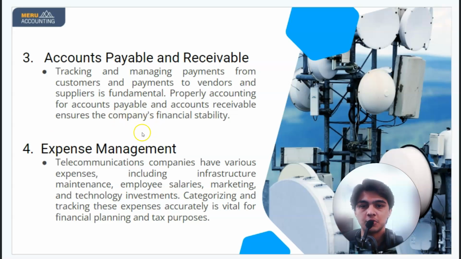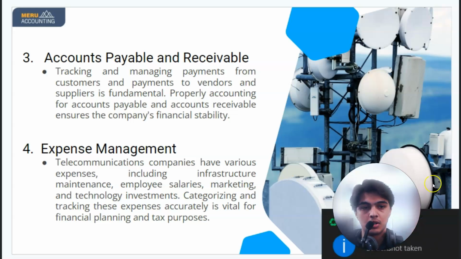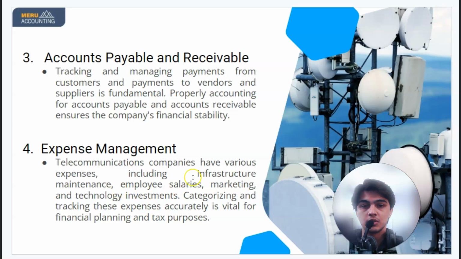Next is expense management. In expense management, your company must be having various types of expenses. This will include your infrastructure and the maintenance of that particular infrastructure. If it's telecommunications, there are many employees working for you, so there are employee salaries, and you need to do certain kinds of marketing to show that your company provides these services. So this will all be included in your expense management.